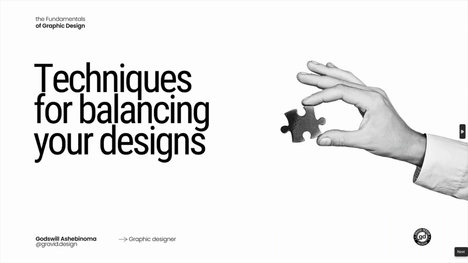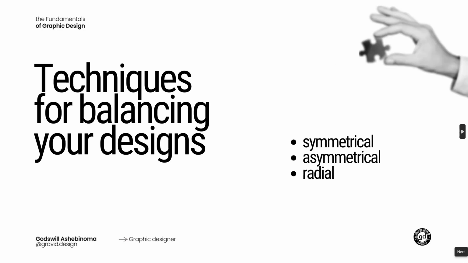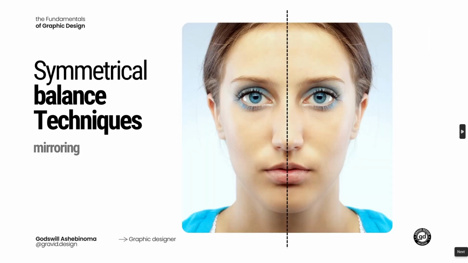So we have the techniques for balancing your design. What techniques can you use? We have the symmetrical technique, the asymmetrical technique, and the radial technique. The symmetrical technique is everywhere. The human body is symmetrical. You have the left eye, the right eye, the left nostril, the right nostril. Your mouth, if you divide it in half, is symmetrical, the whole body. You have the right arm, the left arm, and so on and so forth. So this is like mirroring.